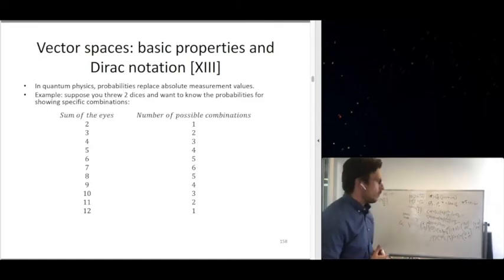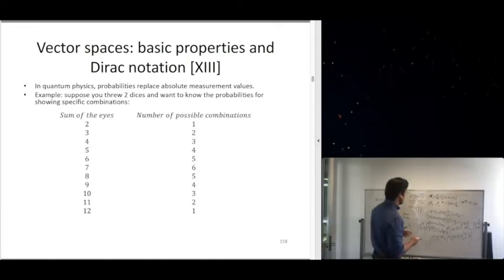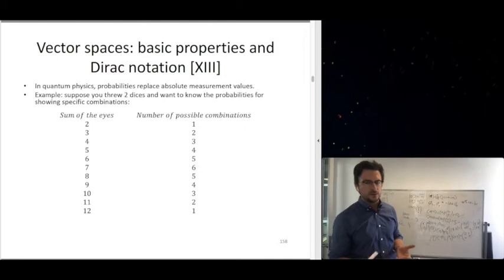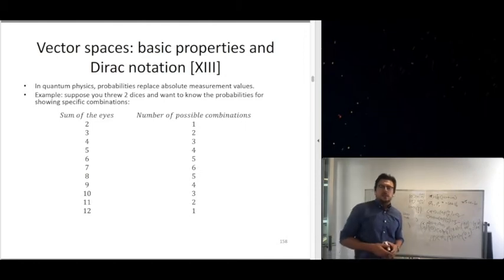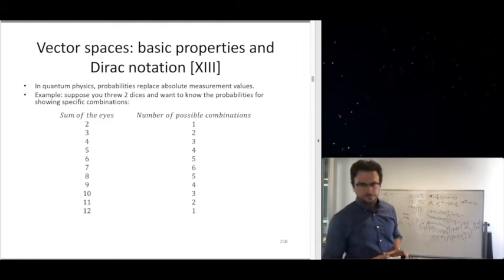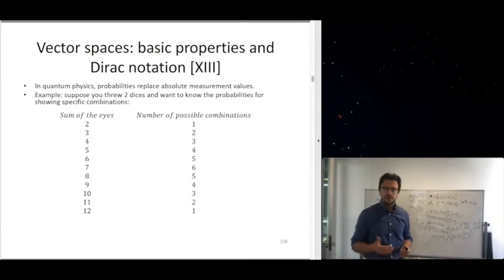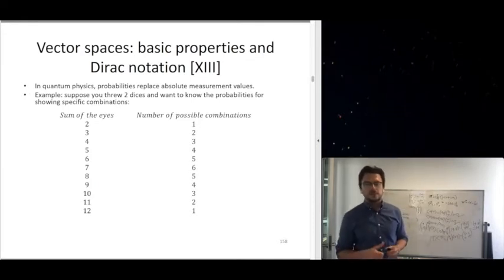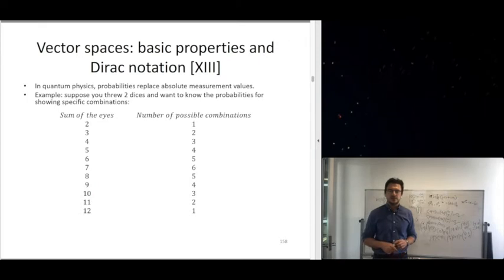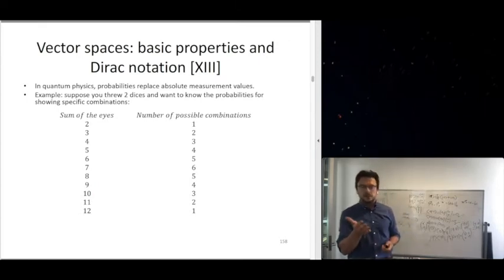Let's look at an example. I would want to say it's a more practical example. Still not as practical as it will get in this course, but it is something we can work with. So in quantum physics, as we just learned, the probabilities, or more precisely the probability amplitudes, replace the absolute measurement values. Let's assume we have two dice, and we want to throw these dice and look at the possible outcomes.